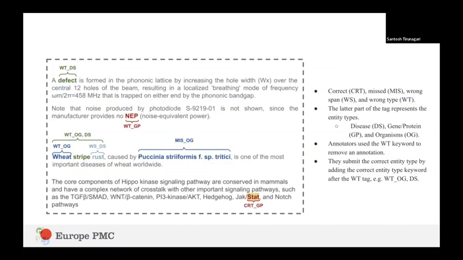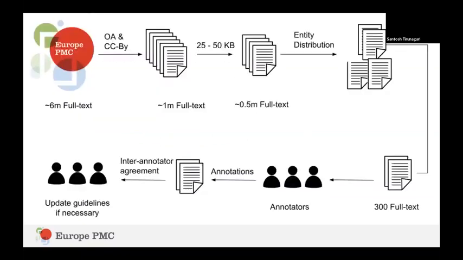And for example, if there is a wrongly tagged organism, and then the rightly tagged disease, WT_OG is wrongly tagged for wheat here, because it is representing wheat stripe rust. So this whole span was detected as a disease. So this is wrongly tagged OG, but the right tag is disease. So this is represented as WT_OG, DS. This way, the annotators have marked all the possible annotations using the hypothesis tool on the Europe PMC's interface.